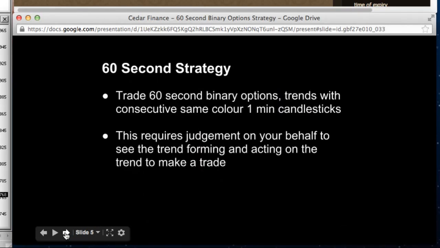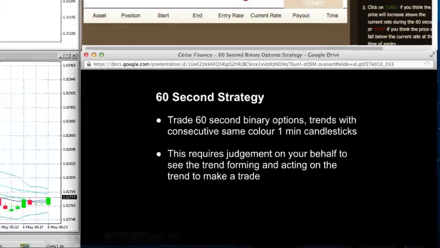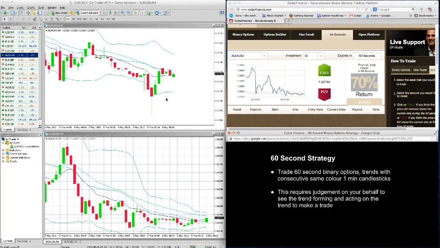So onto the strategy, the 60-second strategy. So we're going to trade 60-second binary options. We're looking for trends with consecutive same color 1 minute candlesticks. In this particular one, we're looking for a trend when we see 3 same color candles.